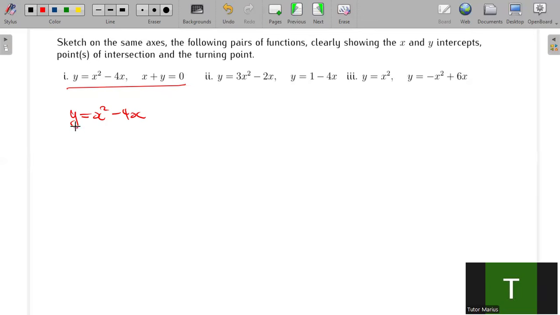To get the y-intercept, the y-intercept is a point where x is 0. So when x is 0, you get that y is also going to be 0, because when you plug in 0, the whole thing becomes 0. So the y-intercept is just y equal to 0. Then we go to the x-intercepts.